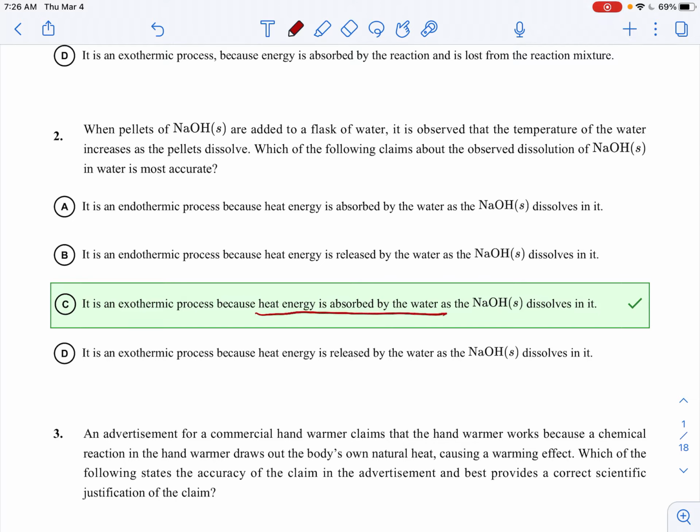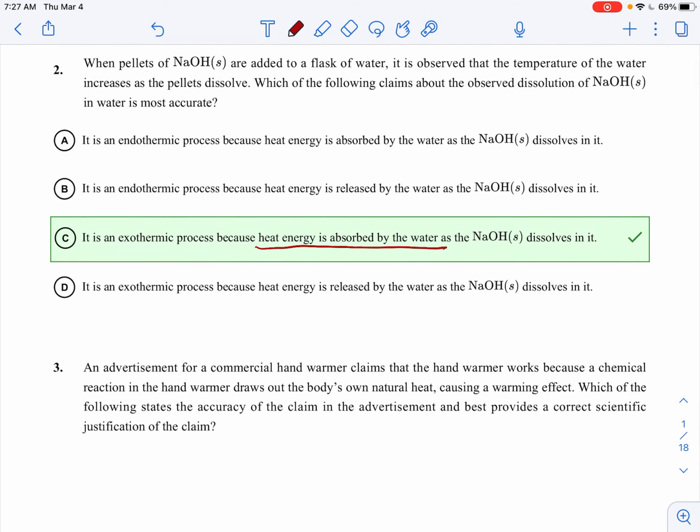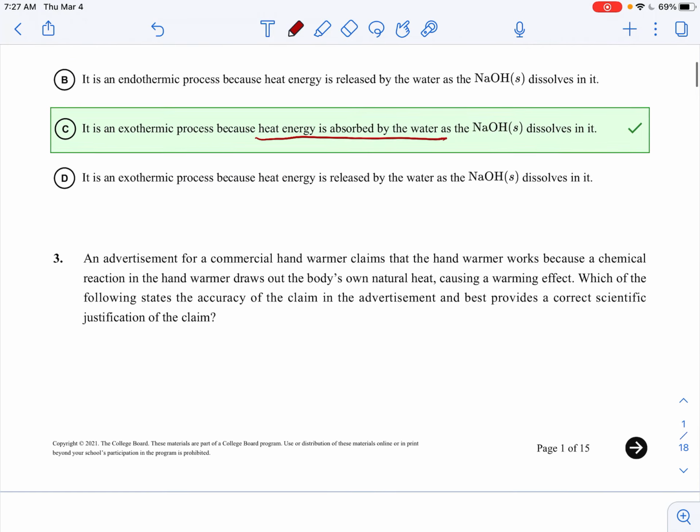So you got to pay attention to what's happening. Remember, the reaction is the system, and the surroundings is everything else around the system. In this case, it's the water. And so heat energy is being absorbed by the water, therefore it means it's released by the reaction.